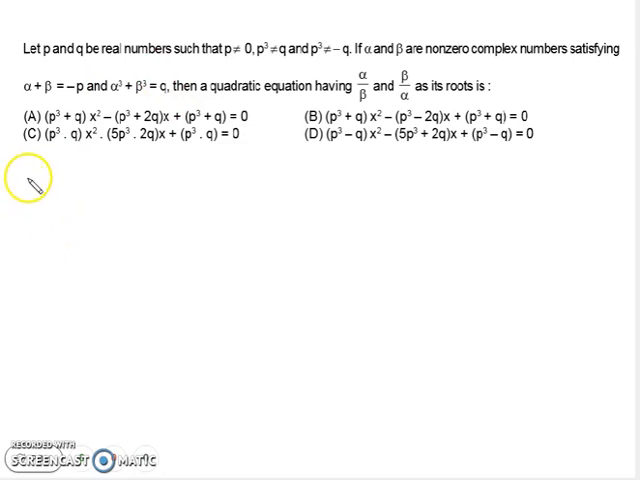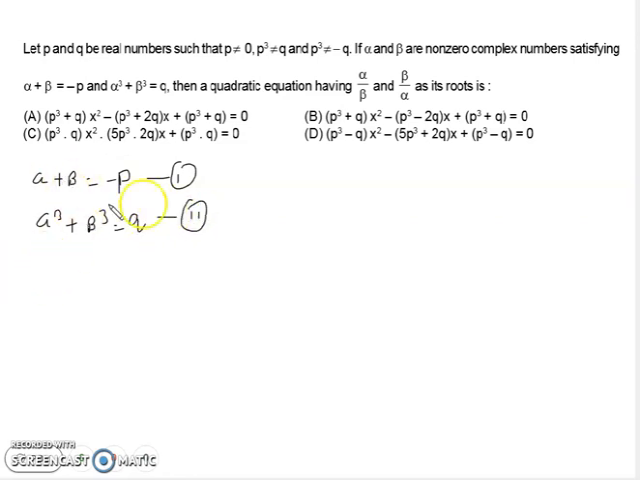So now what is given? Alpha plus beta equals minus p, right? And this is equation first, guys. And now another piece of information is given, alpha cube plus beta cube equals q, right? Are you getting my points, guys? And this is equation second.